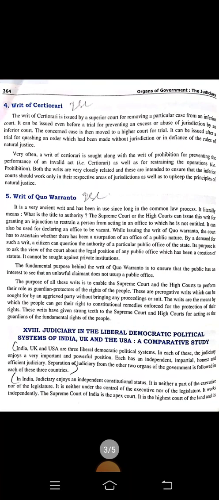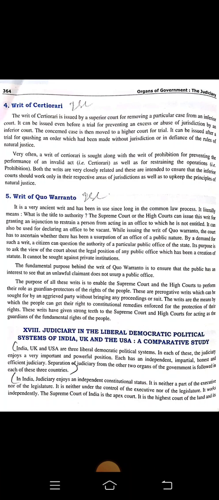Writ of certiorari. The writ of certiorari is issued by the Supreme Court for removing a particular case from an inferior court. It can be issued even before a trial, for preventing an excess or abuse of jurisdiction by an inferior court. The concerned case is then moved to the higher court for trial.